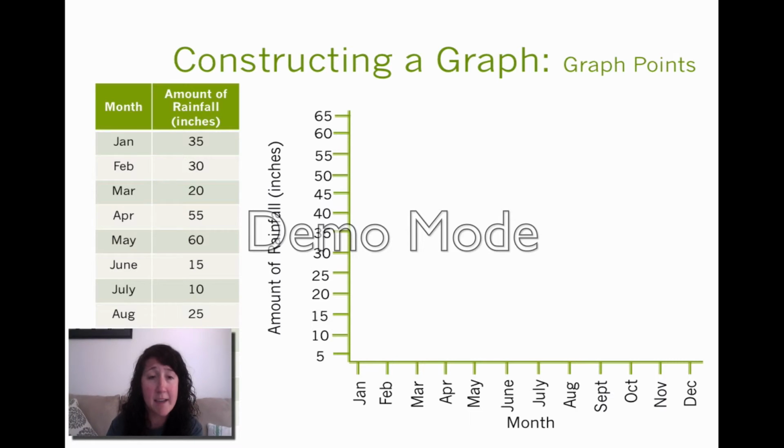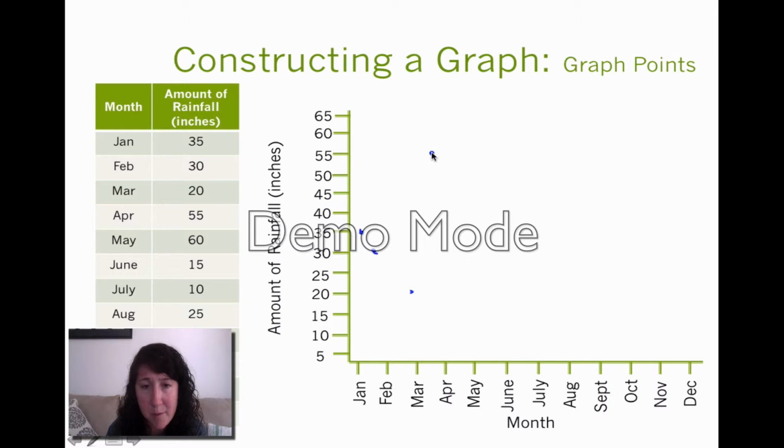So we're going to look at our table here, and we're actually going to plot these points. I want to plot them in blue here. So January is 35. You want to try to make sure they're lined up pretty well. February is just 30. Okay, March is 20. April jumps all the way to 55.